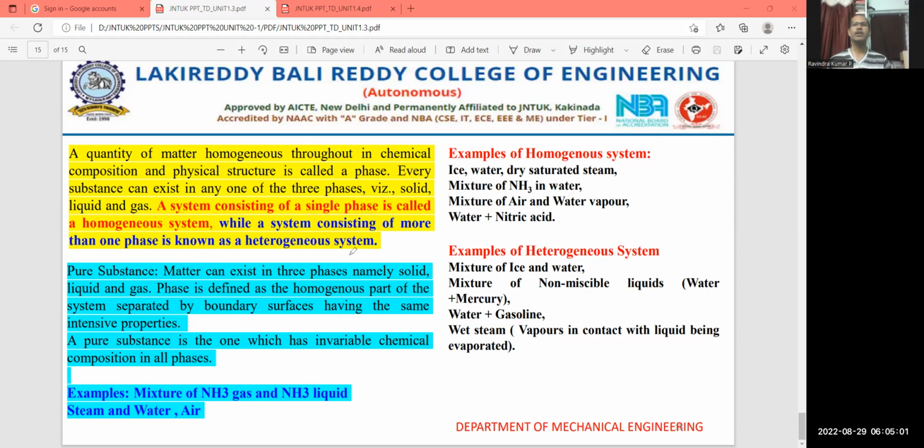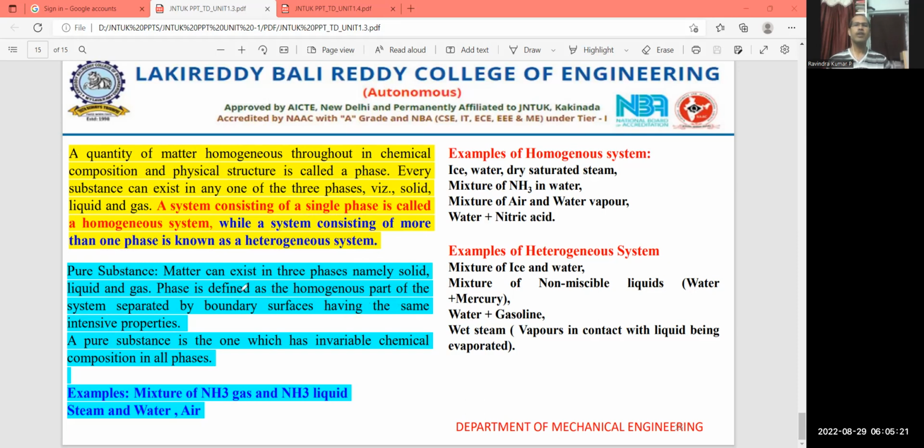Say, in petrol engines, a homogeneous mixture is entering. In diesel engines, a heterogeneous mixture is entering. That means a diesel engine is one system consisting of more than one phase. So the heterogeneous part of a mixture is entering into the diesel engine.